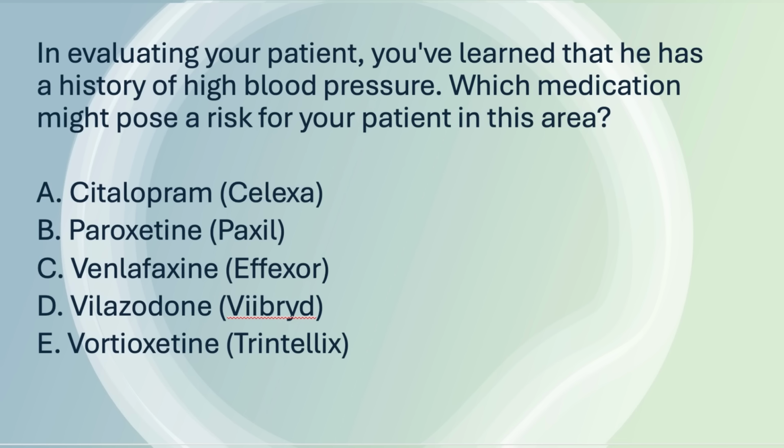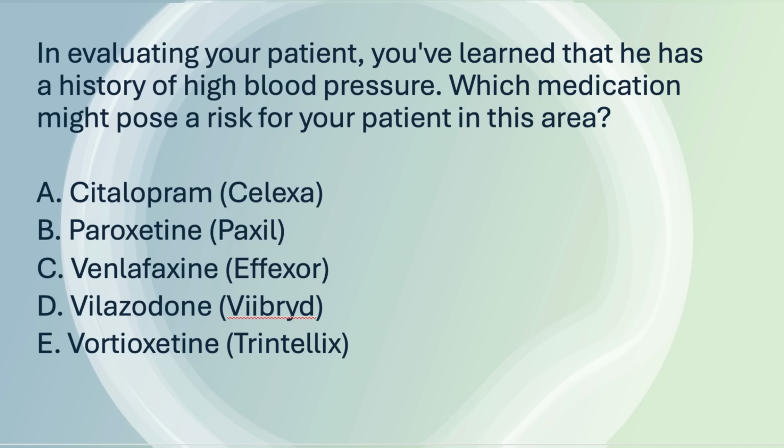In evaluating your patient, you've learned that he has a history of high blood pressure. Which medication might pose a risk for this patient? A. Citalopram or Celexa. B. Paroxetine or Paxil. C. Venlafaxine or Effexor. D. Vilazodone or Viibryd. And E. Vortioxetine or Trintellix. The correct answer is C, venlafaxine or Effexor. So let's talk about the rationales for this.